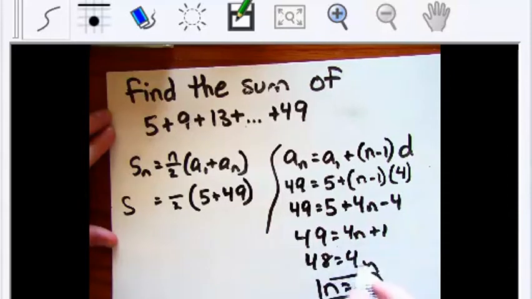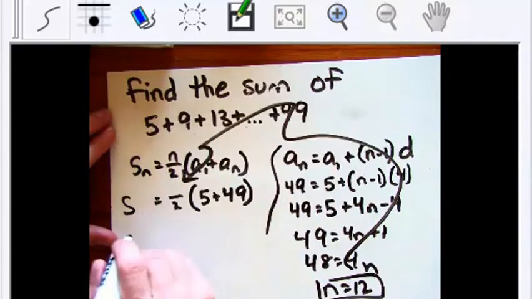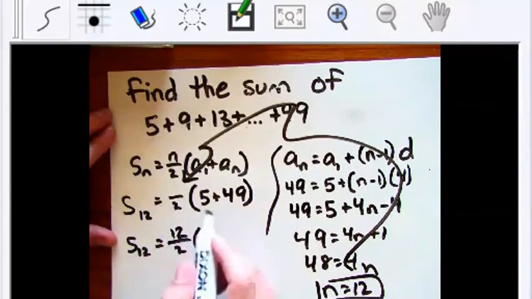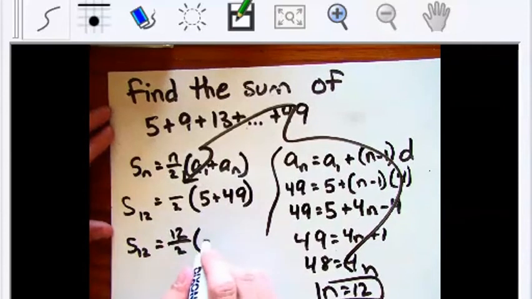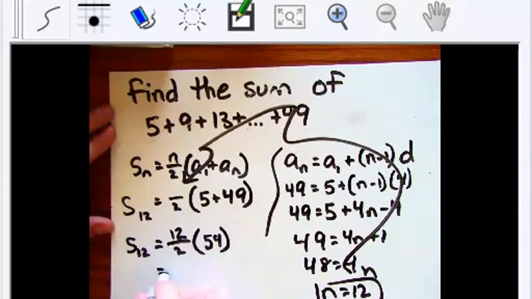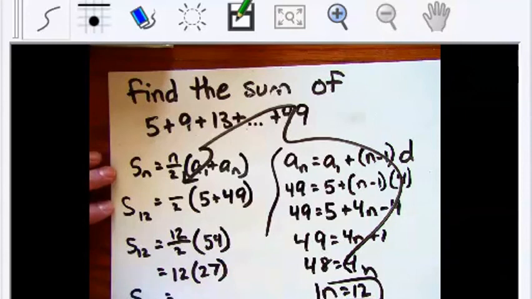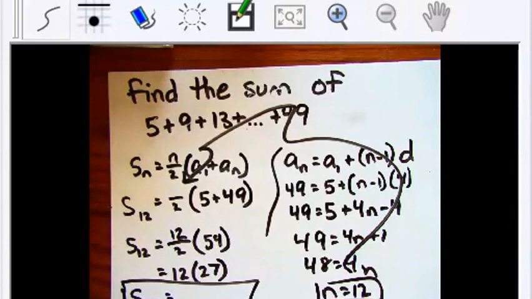I'm going to take that guy, plug it back in over here, and right here. So S sub 12 is 12 over 2, and then 49 plus 5, what is that? 54. Oh, let's see. This is going to be 12 times 27, and then whatever that is equal to. So the sum of the first 12 terms is going to be equal to, it's like 324 or something. Hang on, I got my calculator right here. Oh, yeah, 324.